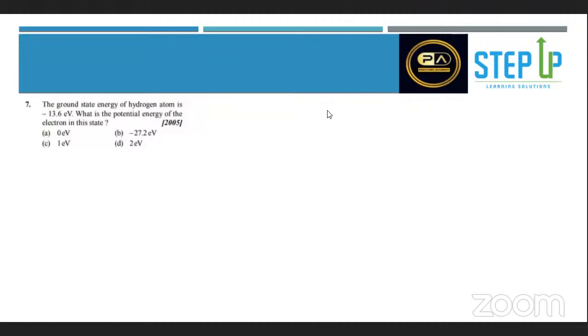Potential energy will be equal to 2 times whatever energy is there. So ground state energy is this much. Potential energy will be twice the kinetic energy, twice the total energy. So it will be minus 27.2 electron volt. It is stationary, so it will have potential energy.